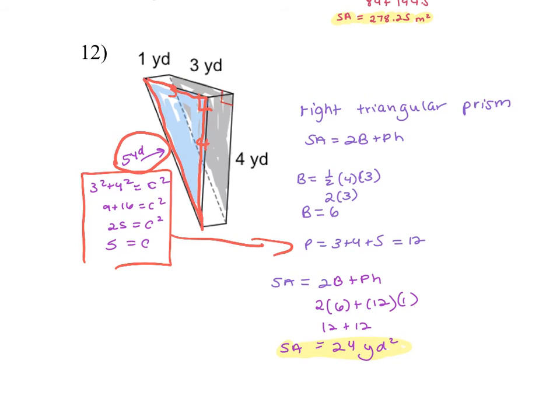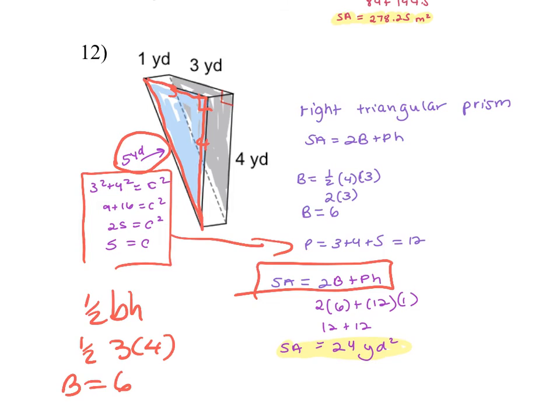The area of that base triangle, again, 1/2 base times height. The base is 3, the height is 4, so the area of my base is 6. And then I can take these numbers and plug them in to this formula. The 1 is the height of my prism. Again, remember, it's not sitting on its base. The base is the shape that you have 2 of. So this would be 24 yards squared.